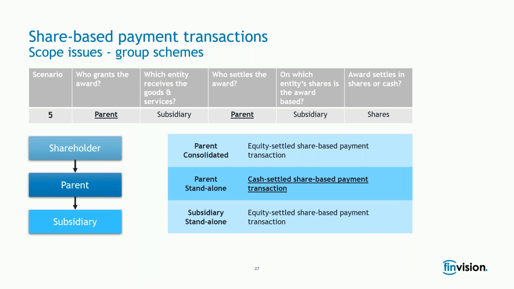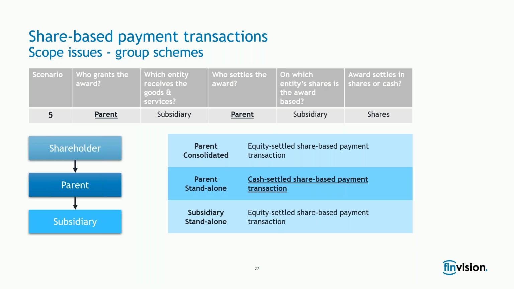And I think one of the last special examples here: the parent who is granting an award, settling it, but based on the subsidiary's, so the daughter entities', shares. Actually, again, as consolidated group financials, that does not have an impact. It's still just an equity settled share-based payment transaction. But for the parent standalone, this becomes a cash settled share-based payment plan.